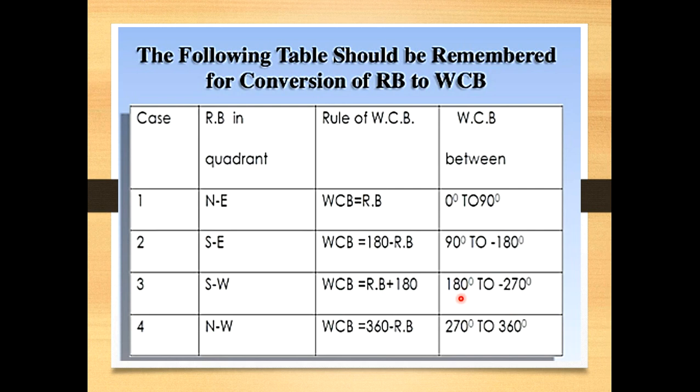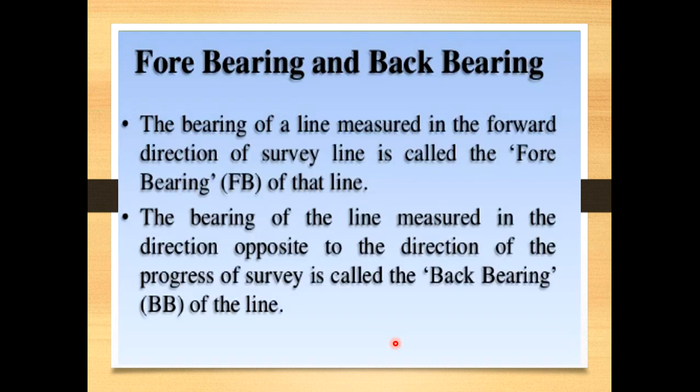Then when RB is 180 degree to 270 degree, WCB is calculated by the formula WCB is equal to RB plus 180. When RB is 270 degree to 360 degree, then WCB is calculated by the formula WCB is equal to 360 minus RB.